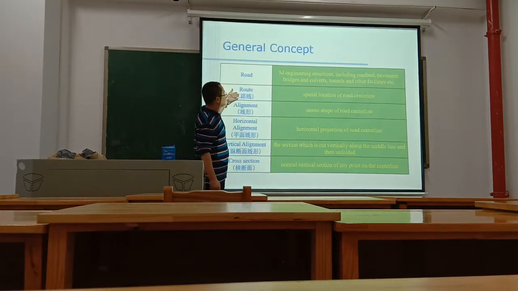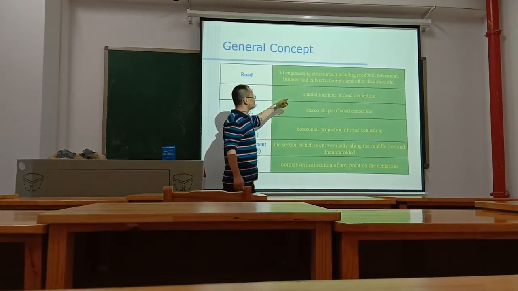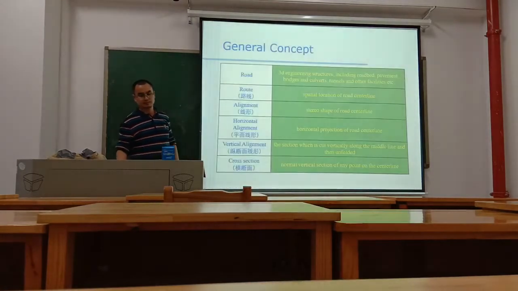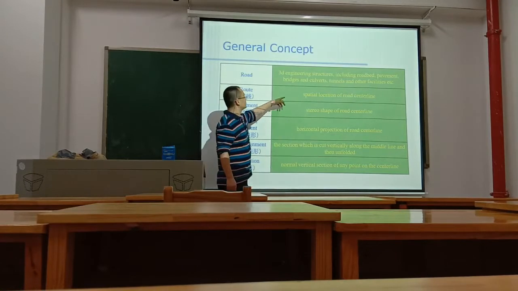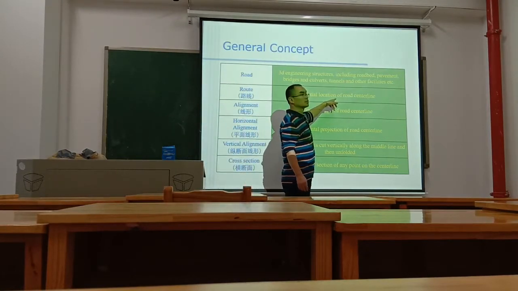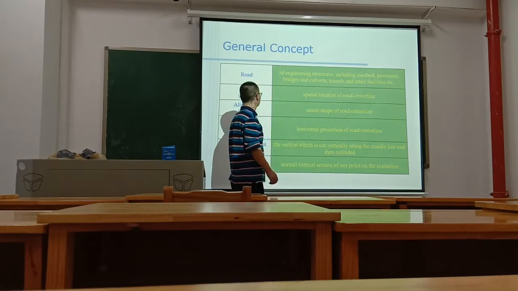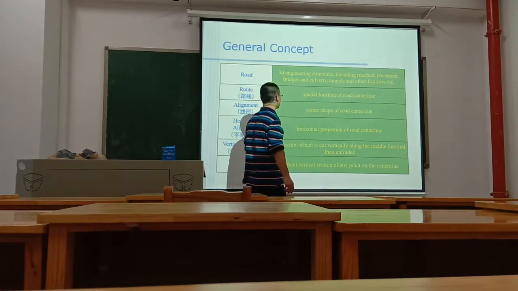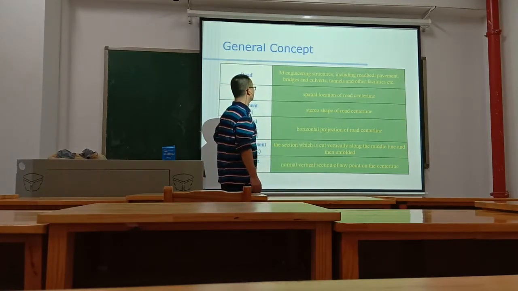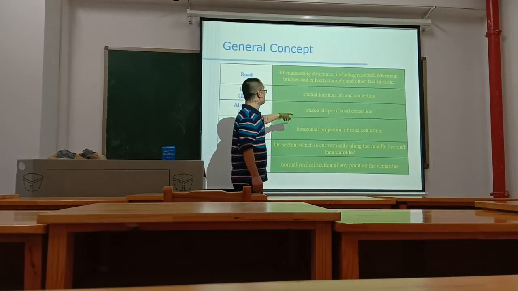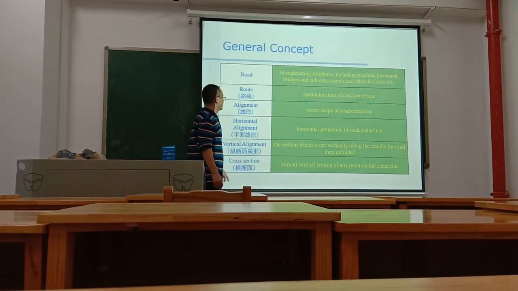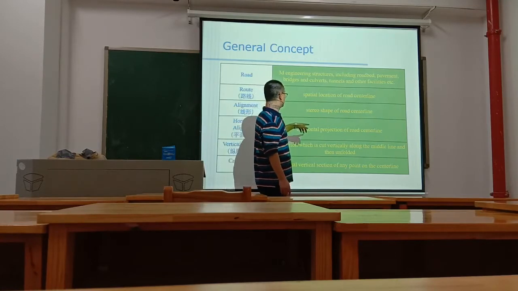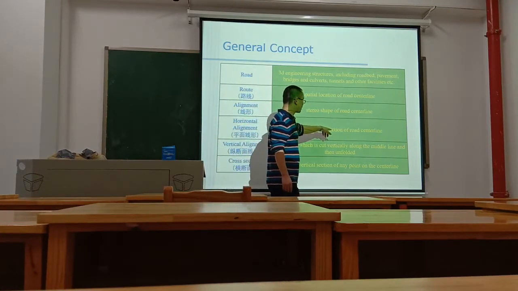What's the route? Route is the spatial location of the road center line. Alignment is the stereo shape of the road center line. Horizontal alignment is the horizontal projection of the road center line.